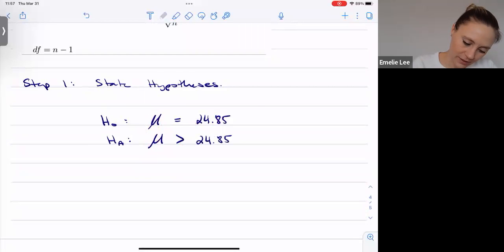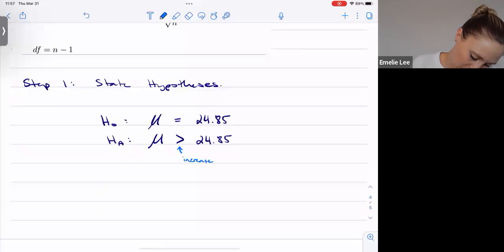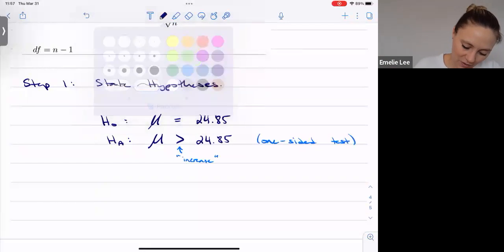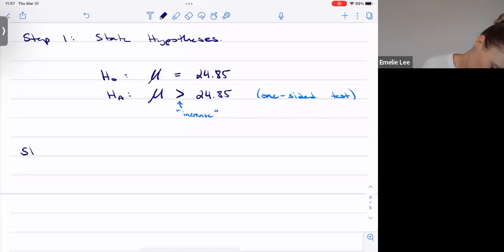So then here, because I'm only concerned with an increase, that makes it a one-sided test. I don't just want to know if there was a change since the redesign. I specifically want to know if there's been an increase. But that's our step one, complete, done. All right. So then step two is do the test.